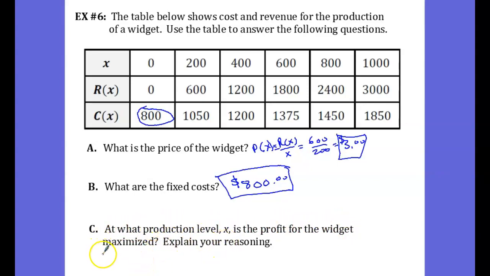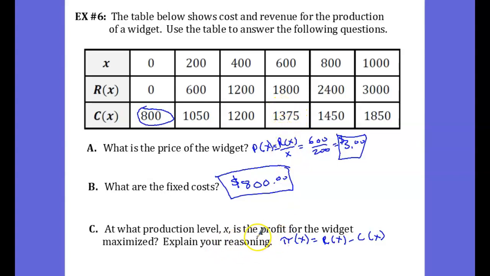Explain your reasoning. Well, remember that profit is pi of X, and that's equal to R of X minus C of X. Revenue minus cost. If we produce 0 widgets, then revenue minus cost is going to give us negative $800. At 200, we're still losing money. But finally, at 400 widgets, we've hit our break-even point. And at this point, we're no longer losing money, and we've not yet started to make money. And so we're covering our costs, but we're not making a profit. We begin to make a profit at 600, and our profit is equal to 1800 minus 1375.